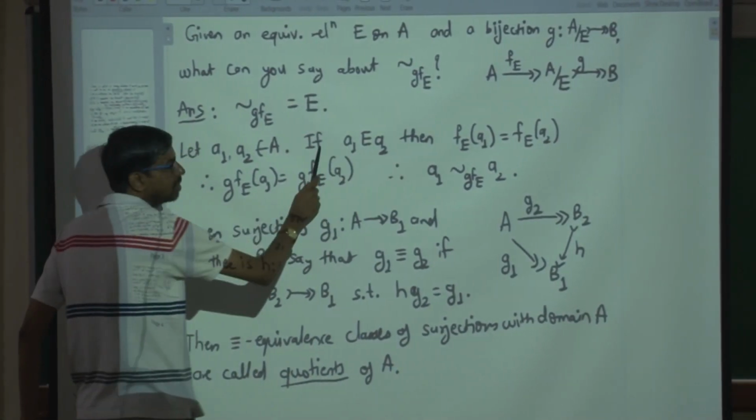Sir, how did you prove that tilde f is equal to e? I proved something more over here. Just take g to be identity and then follow the same proof, you will get tilde f is equal to e. If a1 E a2, then you write f_E(a1) equals f_E(a2). That is the definition of f_E, correct? But here it is written a1 E a2, not a1 tilde f_E. Yes, but that will be the conclusion and it goes both ways. If this happens, then this happens, and so on. That is also true.